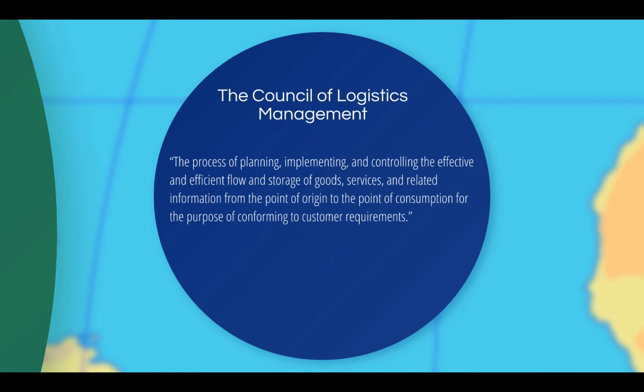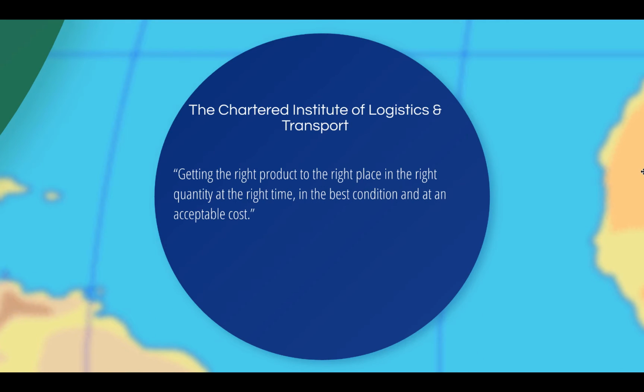By comparison, the Council of Logistics Management defines logistics as the process of planning, implementing, and controlling the effective and efficient flow and storage of goods, services, and related information from the point of origin to the point of consumption for the purpose of conforming to customer requirements. Finally, the Chartered Institute of Logistics and Transport defines logistics as getting the right product to the right place in the right quantity at the right time in the best condition and at an acceptable cost.